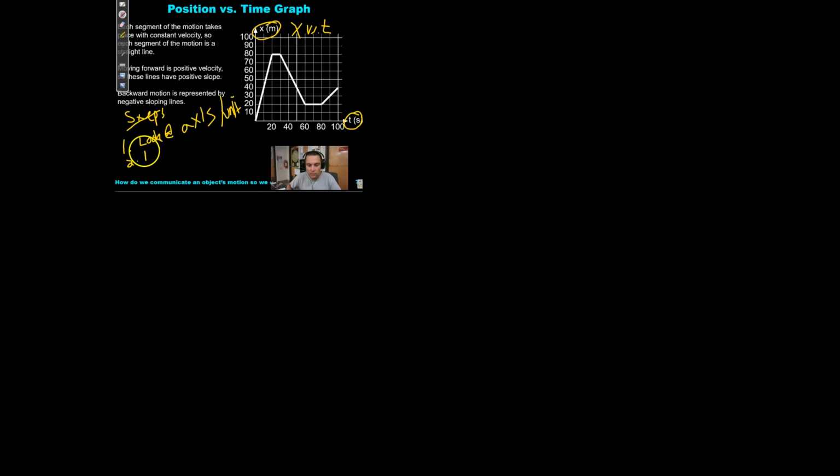Well, we know, sorry, we know that the slope of a position versus time graph gives us our velocity. So, if we're on a position versus time graph and we are going down, that means we're moving backwards.